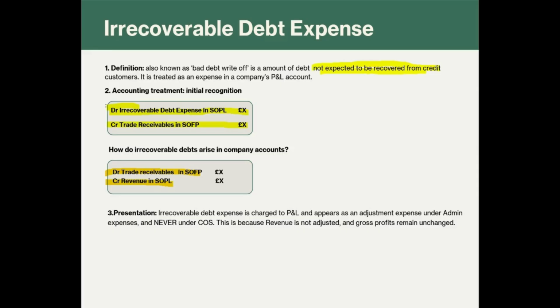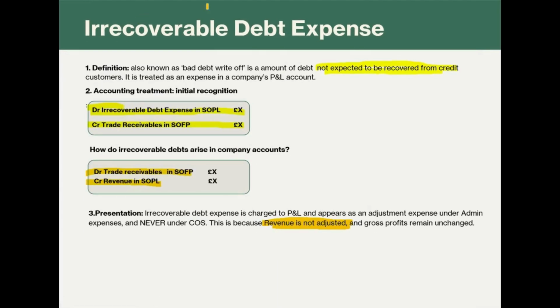This has an important implication for gross profit. Writing off a debt does not affect gross profit, as neither revenue nor cost of sales is adjusted. Instead, the impact is reflected further down the statement of profit or loss, within administrative expenses. So that's the accounting treatment and presentation of irrecoverable debt expense. Now let's look at a worked example to see how a write-off of bad debt operates in practice.